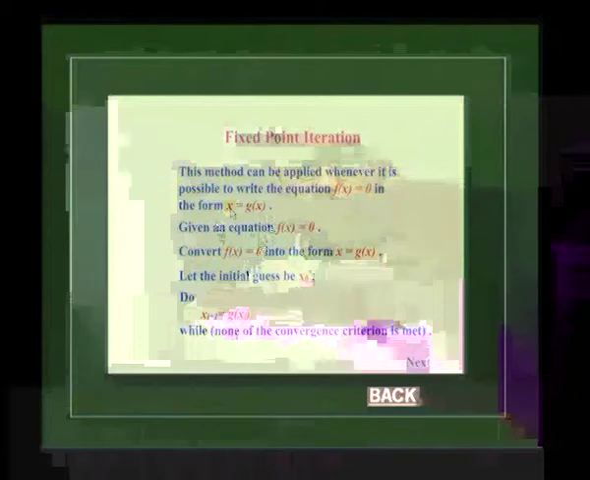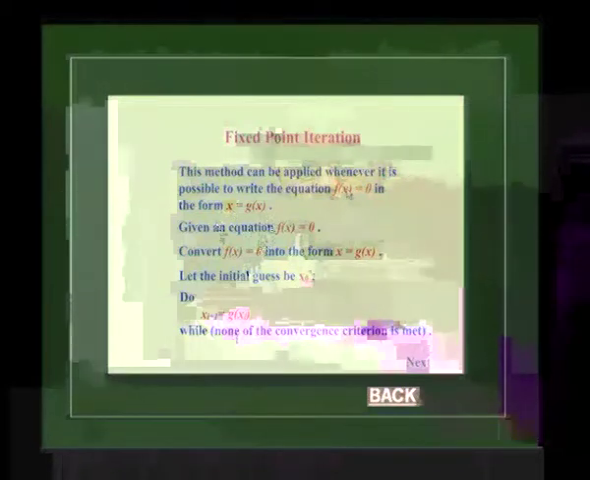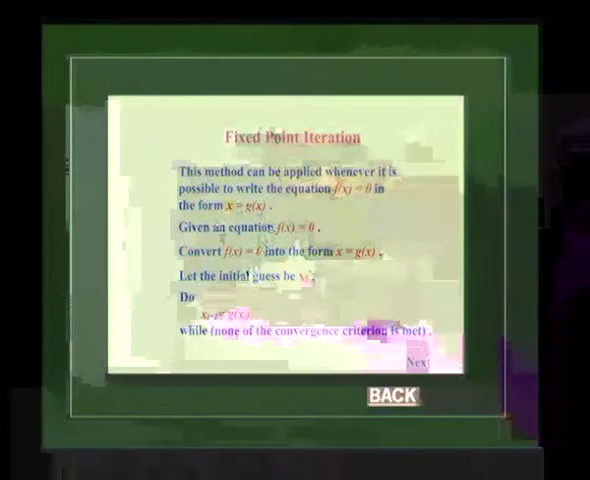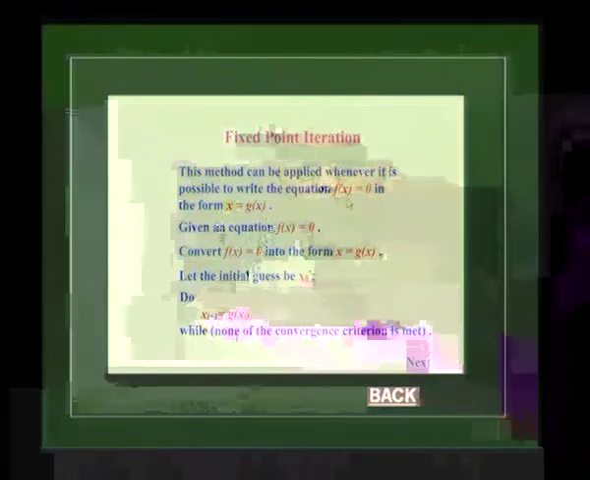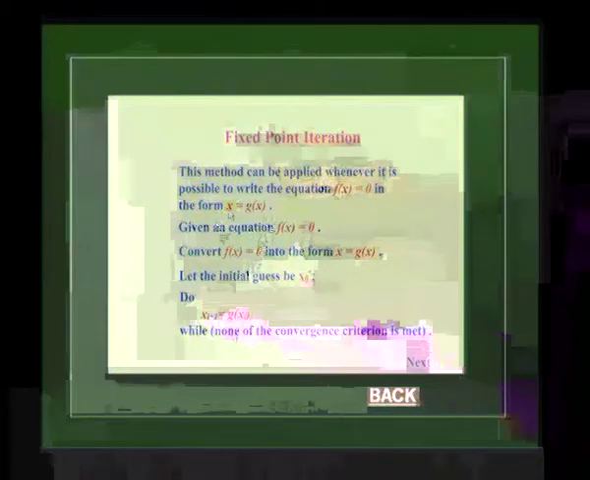Okay, so if x, the guess, is actually the 0 of the function f of x, then x should be equal to g of x. Right, because now we replace function f of x by g of x minus x. So if x is the actual 0 of the function f of x, then x should be equal to g of x, and the iteration would stop.